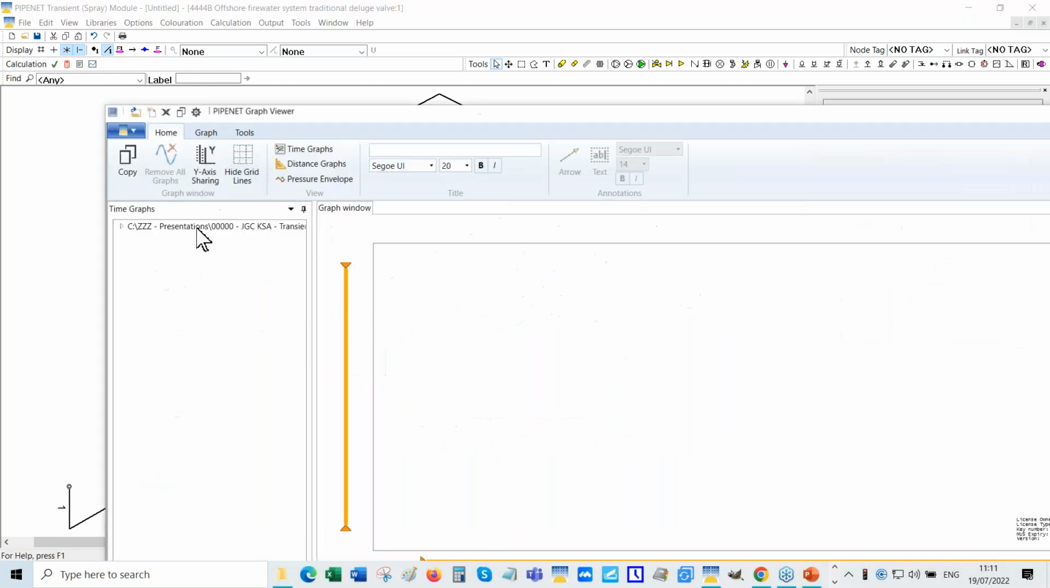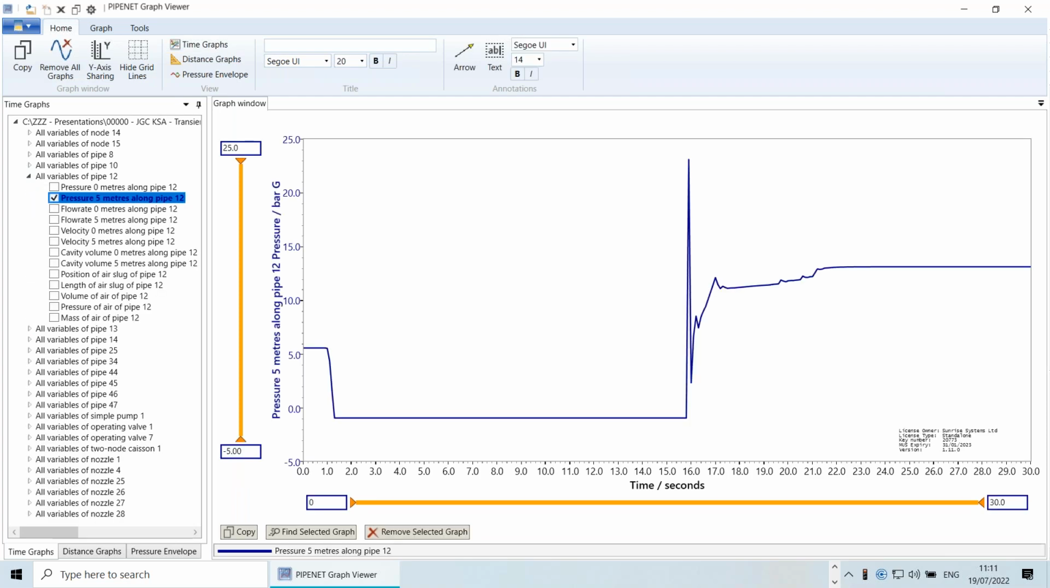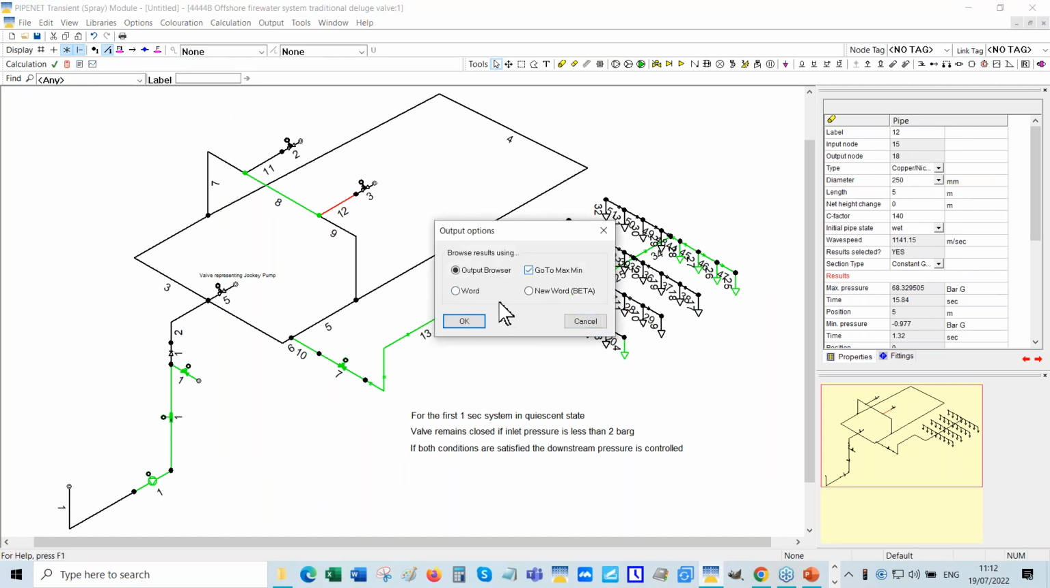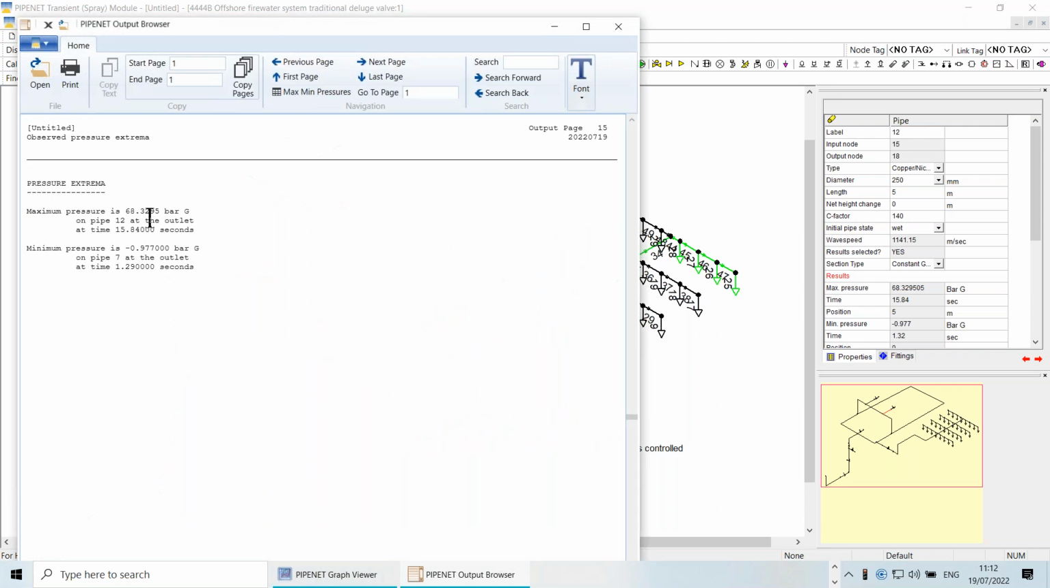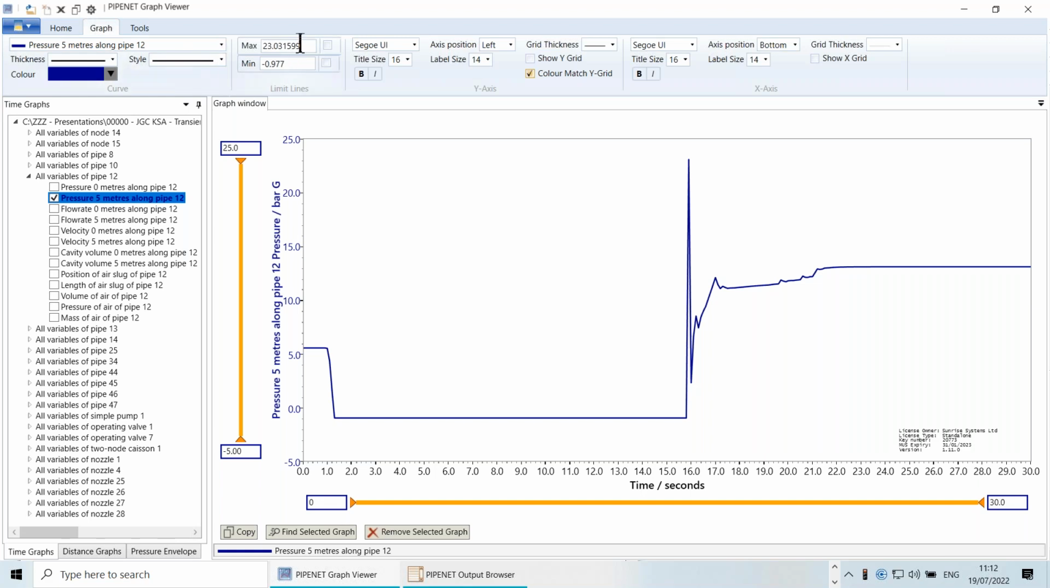Let's look at the pressure there graphically. See, we saw 68 in the tabular value. I'm showing this because sometimes people are puzzled about why this pressure here is less than the maximum pressure we got earlier in the PIPENET tabular output. See, we get 68 there, but the graph doesn't show that. It's showing 23.